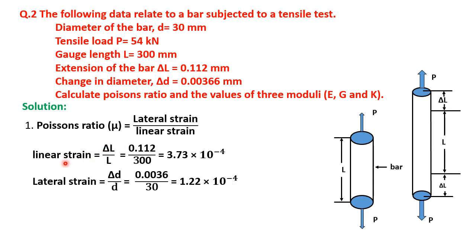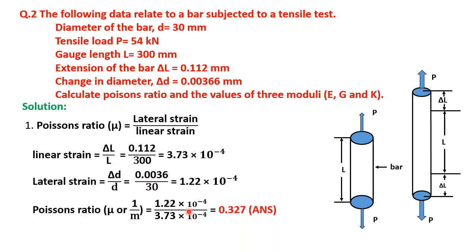So now we have a value for linear strain as well as lateral strain here. So we can directly put these values in this formula. Mu is equal to 1.22 into 10 to the power minus 4 upon 3.74 into 10 to the power minus 4. So the answer we got is 0.327. That means the value for Poisson's ratio, which is denoted by the term mu, or it can also be denoted by the term 1 by m, is equal to 0.327.